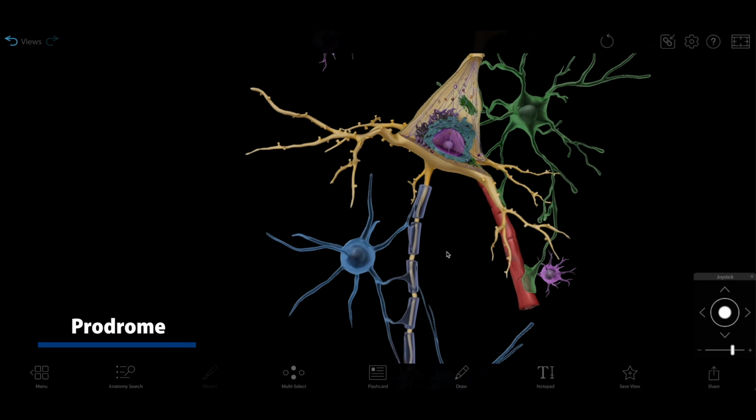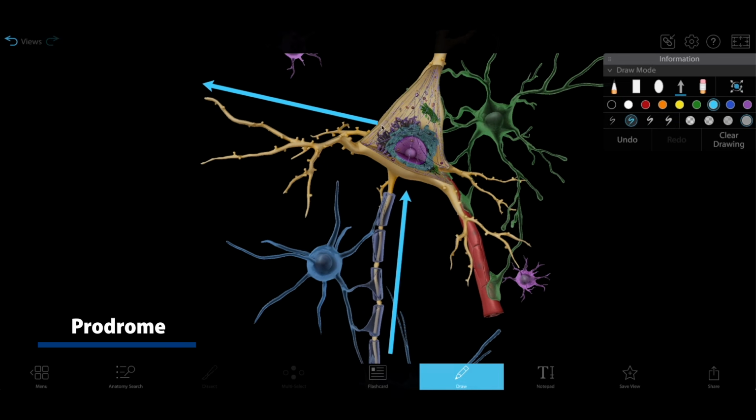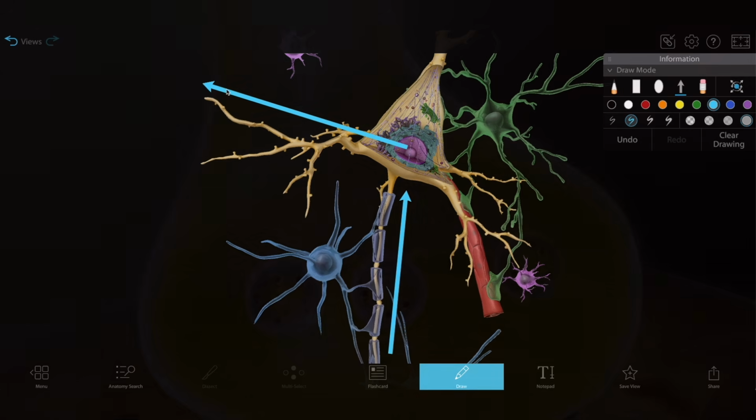Rabies spreads between neurons, replicating in the cell body, and then moves in a retrograde direction from the dendrites of one neuron across the synapse and along the axon of the next neuron to its cell body.